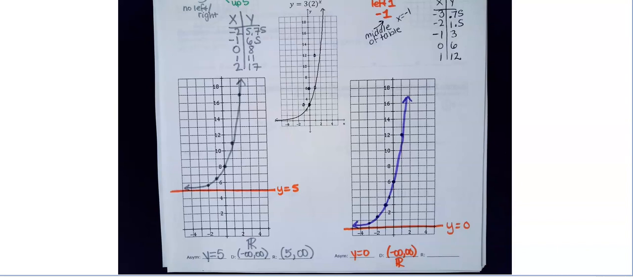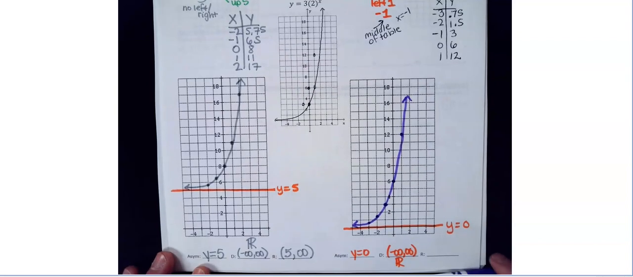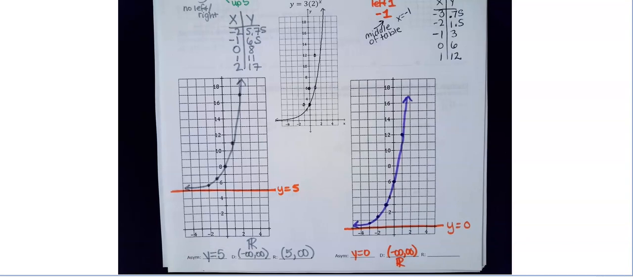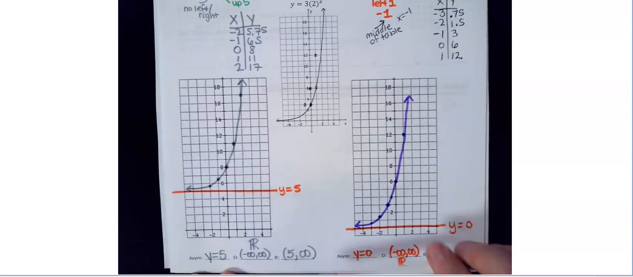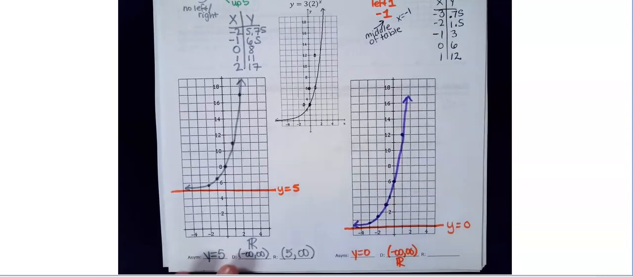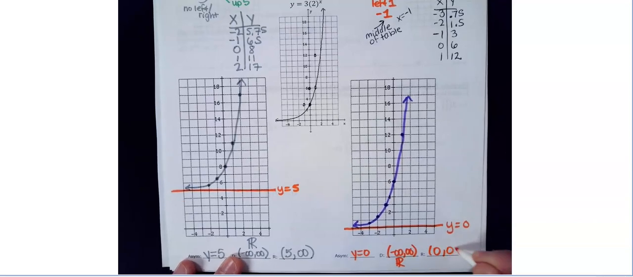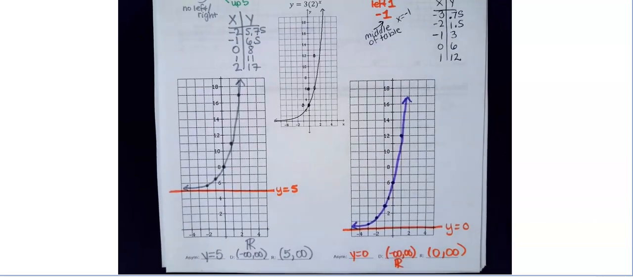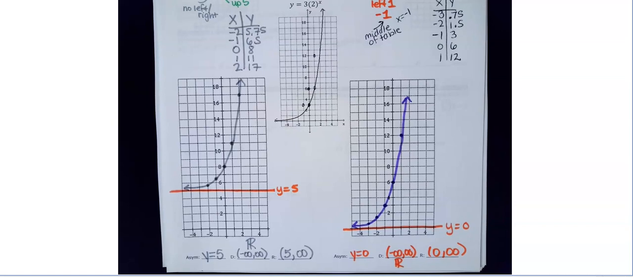Now, your range here is not affected by a left or right shift. The range would only be affected if you have up or down. So the range here, you don't start touching the graph till you hop over 0. So this is going to be 0 to infinity, just like we were working on in our last lesson. So not shifting up or down, my range should just be 0 to infinity.